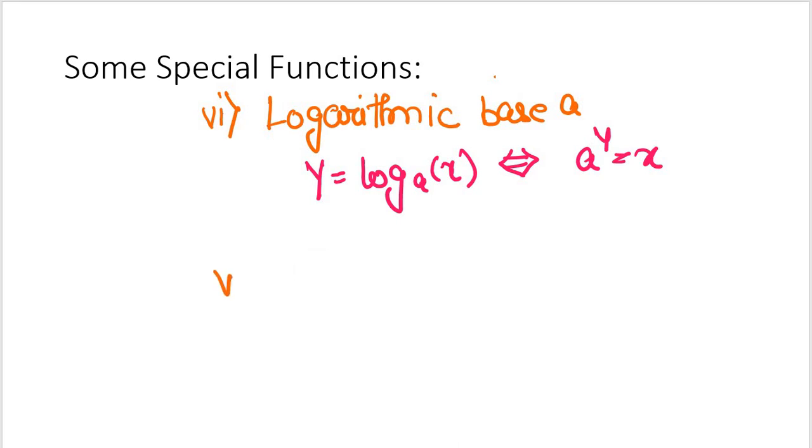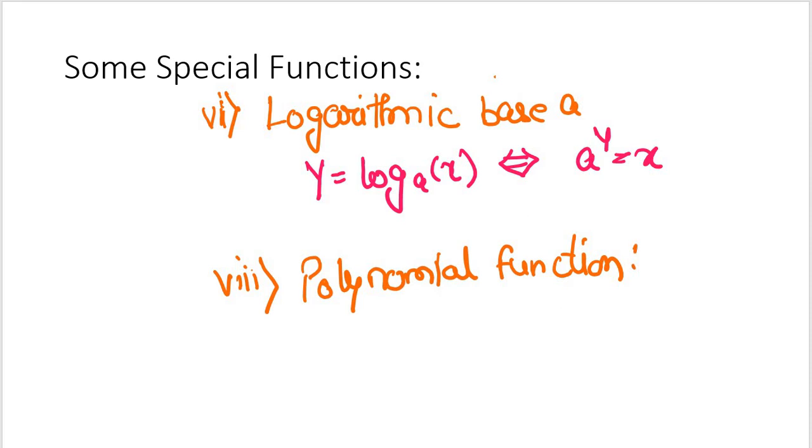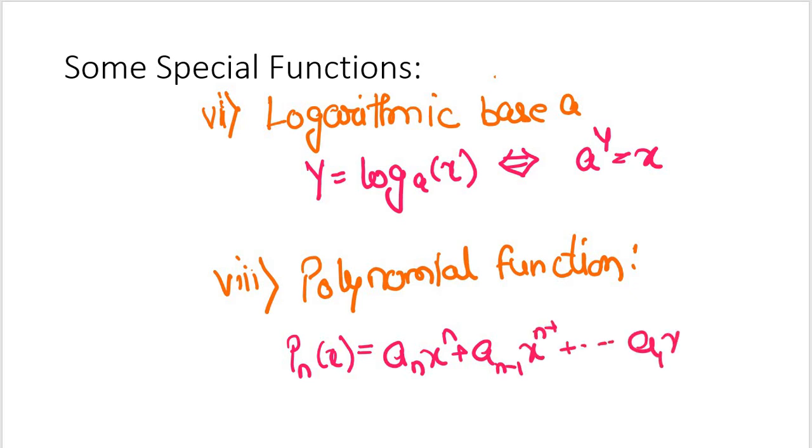And then probably the 8th one, which is the polynomial function. Now this is in the form of, let's say, p of x, which is equal to an x to the power n plus an minus 1 x to the power n minus 1 and so on, up to a1 x to the power 1 plus a0. That's how we have the polynomial function.